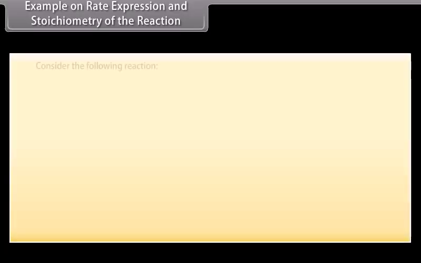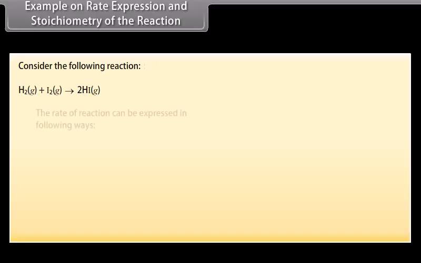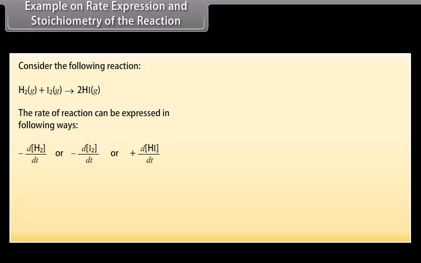Example on rate expression and stoichiometry of the reaction. Let us consider the following reaction: H2 + I2 gives 2HI. The rate of reaction can be expressed in the following ways: -d[H2]/dt, or -d[I2]/dt, or +d[HI]/dt.